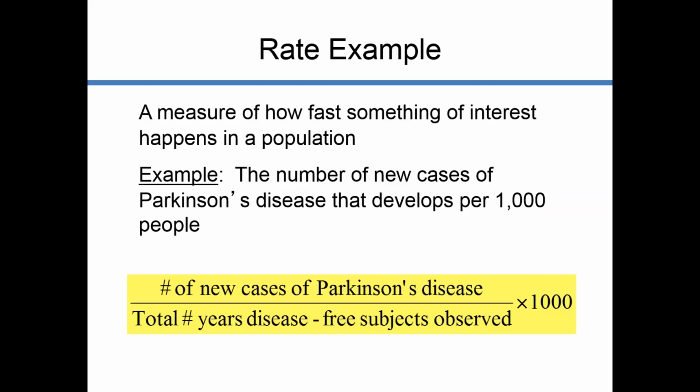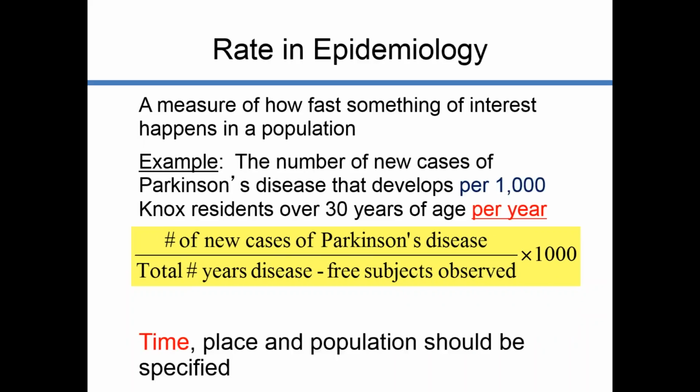And this is an example of Parkinson's disease. I don't know if we have the number example here, but it's the way you would look at new cases of Parkinson's disease divided by the total number of years people were disease-free under observation at risk for that outcome.